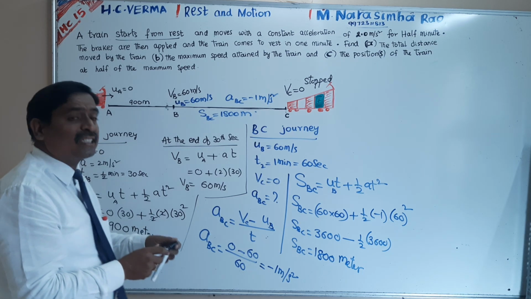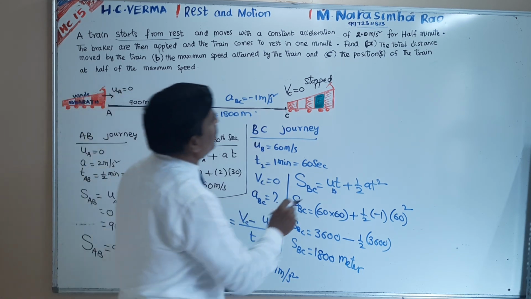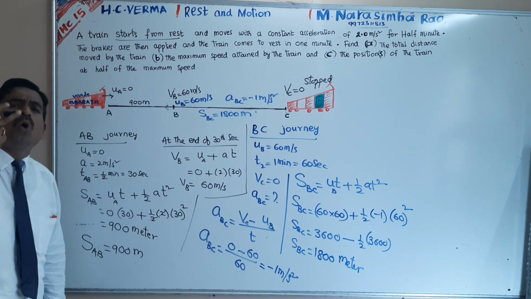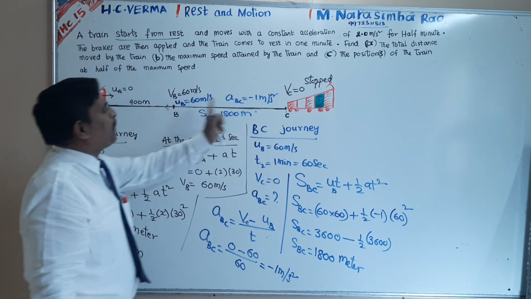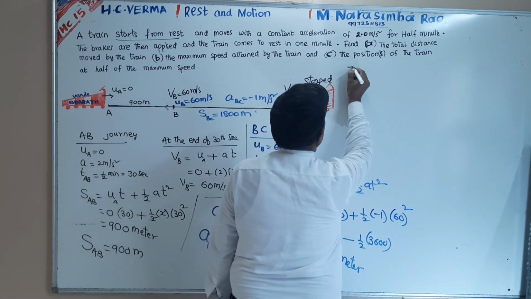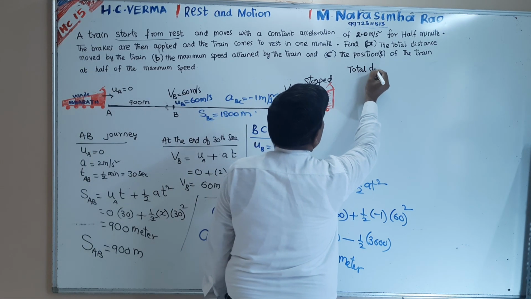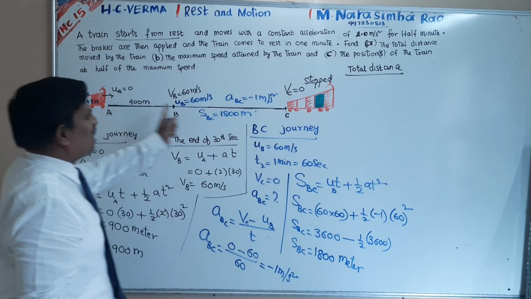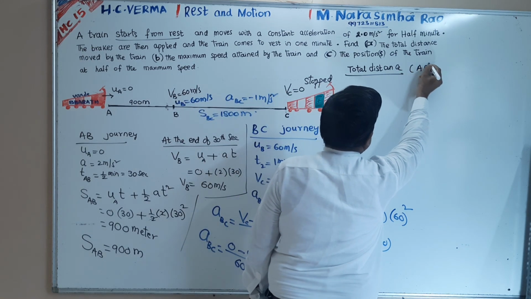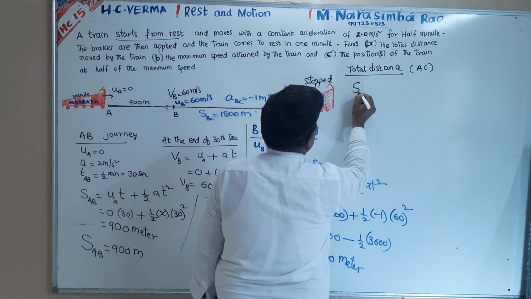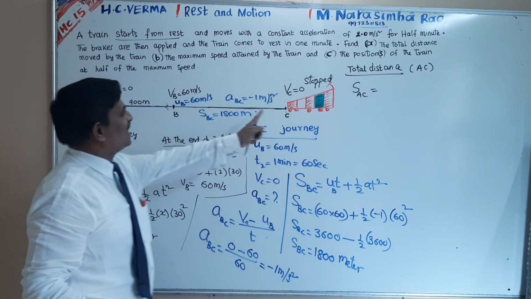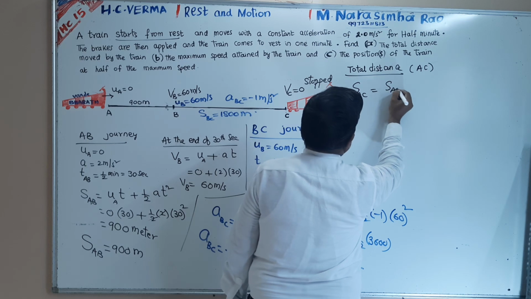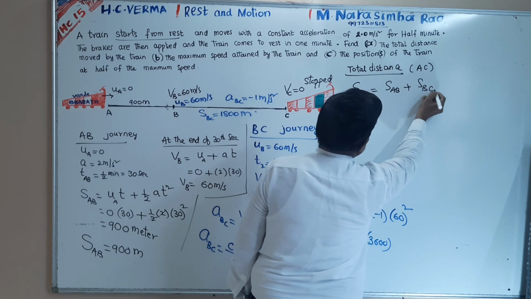Now the first question they are asking: the total distance moved by the train. Total distance means AB plus BC. The total distance moved by the train is nothing but AC. Total distance is equal to AB distance plus BC distance.